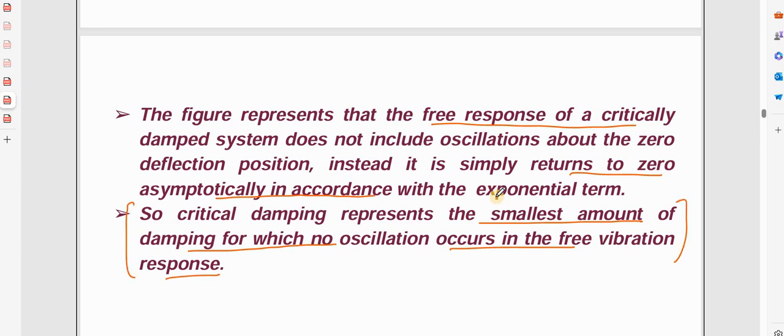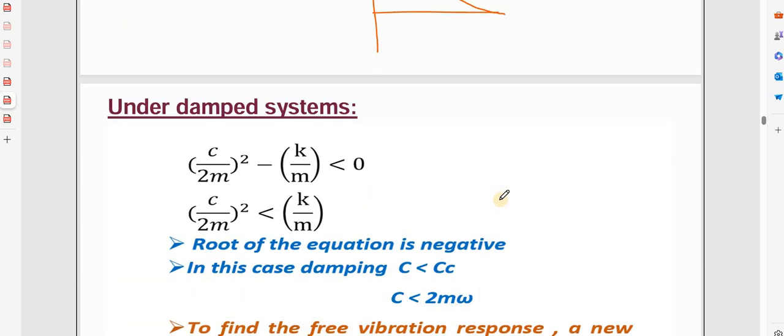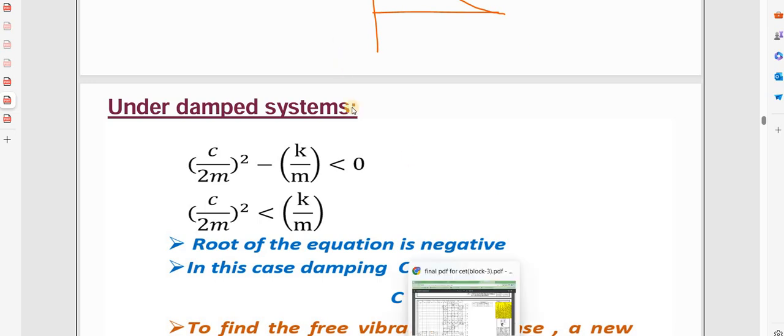So in a critical damping case, the vibration will start from an initial displacement and eventually go to 0. It will not have another cycle. In one cycle itself, the vibration will subside. So that is the second case of free vibration analysis, this critically damped condition. Now the last case is the under damped system.